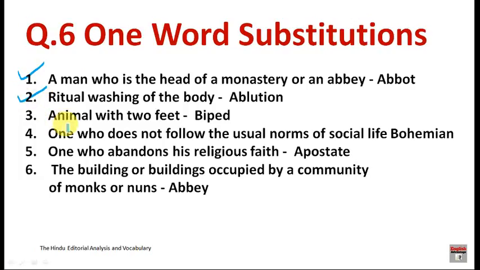Question number 3. Animal with 2 feet is called biped, because bi means 2. One who doesn't follow the usual norms of social life is called bohemian. One who abandons his religious faith is called apostate. And the building or buildings occupied by a community of monks or nuns is called abbey. So these are the 6 questions, and these questions have come in SSC CGL previous year examinations. These are the most important questions for SSC CGL.